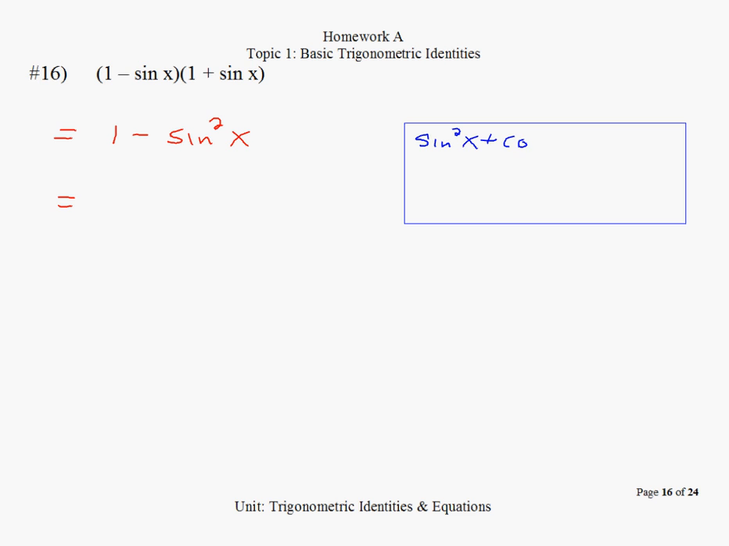Some side work again, uses the first Pythagorean identity. You'll see that cosine squared is 1 minus sine squared of x. So we can replace the red 1 minus sine squared of x with cosine squared of x. That's as simple as we can get it.